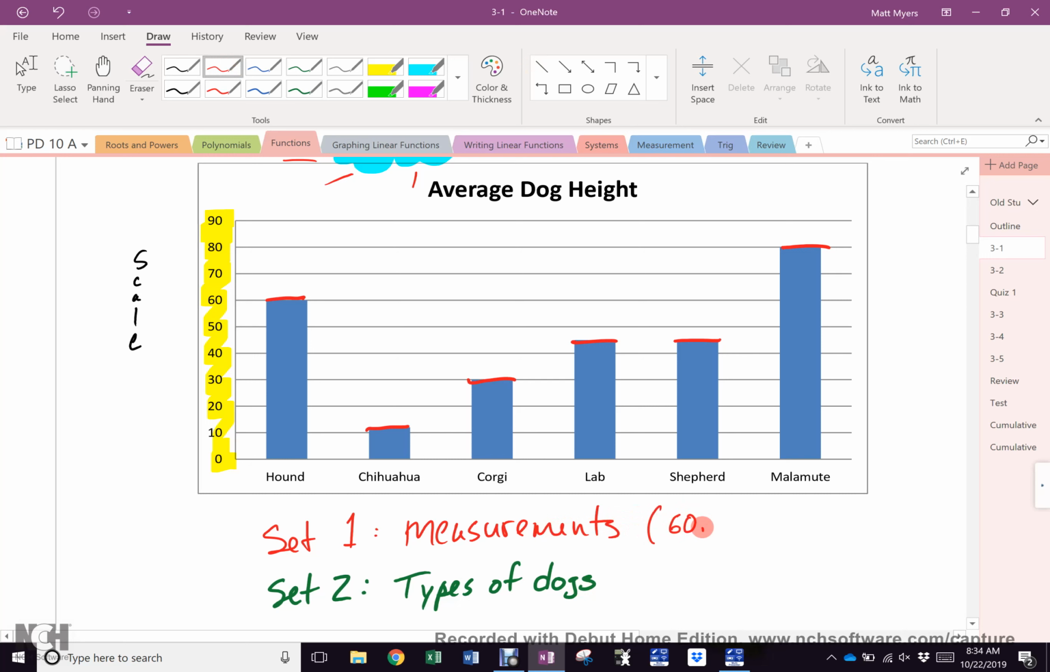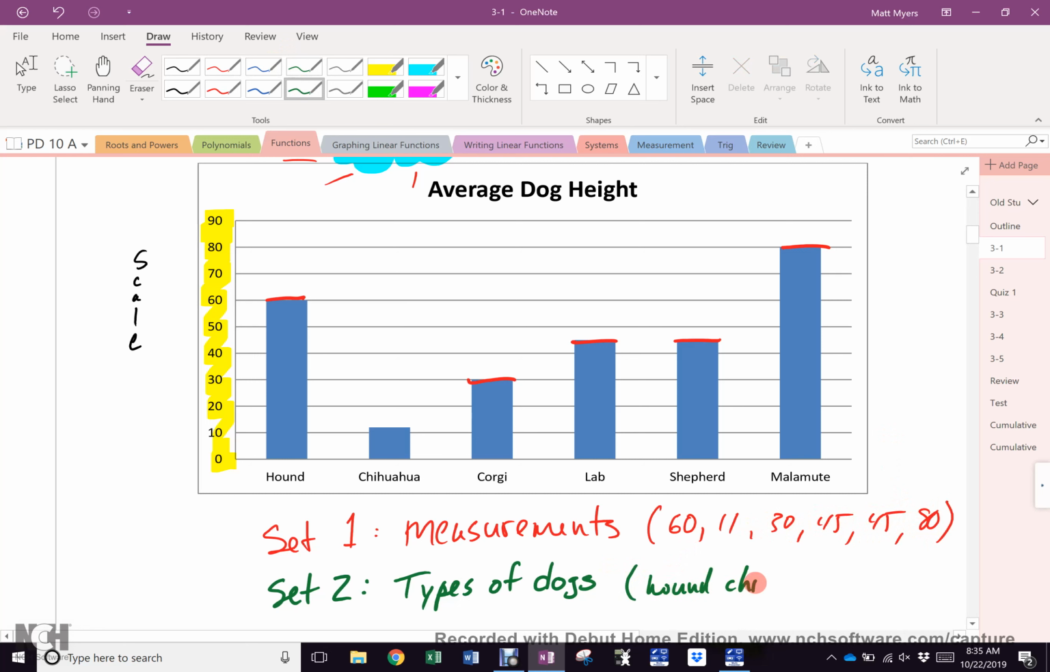There's 60. 10. I got it. It's a little more than 10, right? It's a little past 10. Then what? 30. Then what? 45. Then what? 45 again, which you don't really need, and 80, right? Okay. And what are the types of dogs? What are the elements of that set?